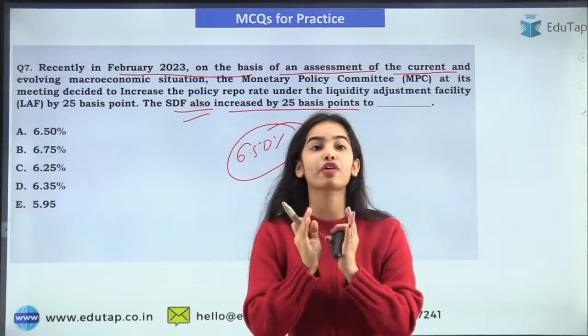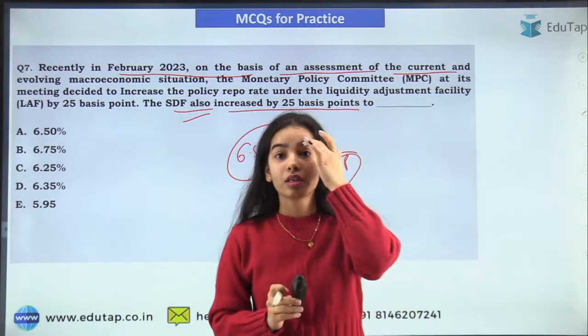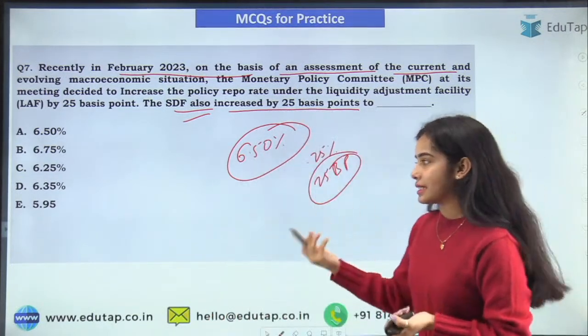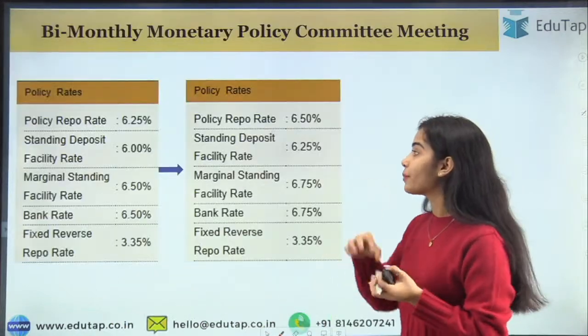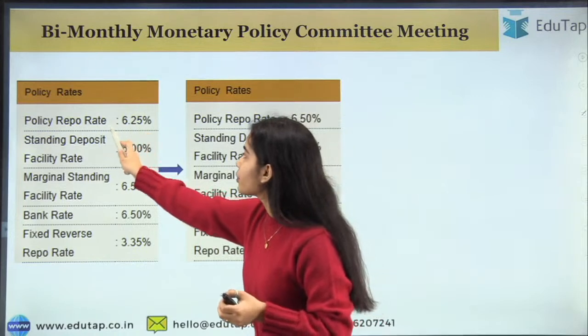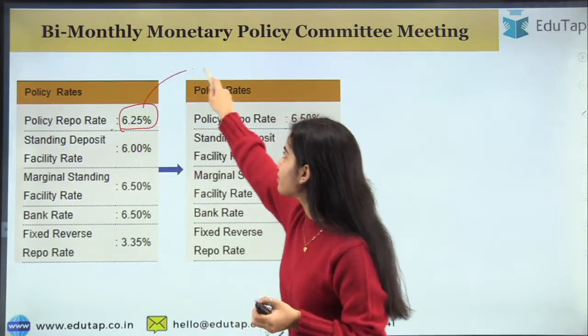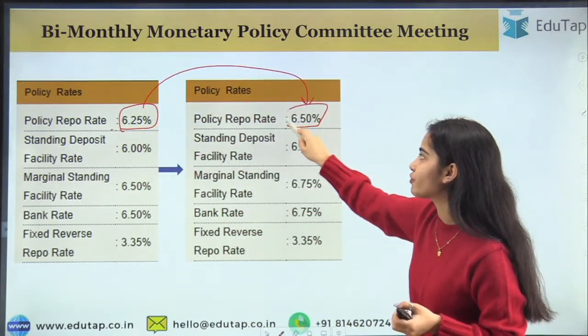What is the percentage of the SDF currently? So you have to tell that. Yes, I'm getting the right answer. It is 6.25%. This is the right answer. So when the repo rate has increased, the policy repo rate has increased from 6.25% by 0.25% to 6.50%.